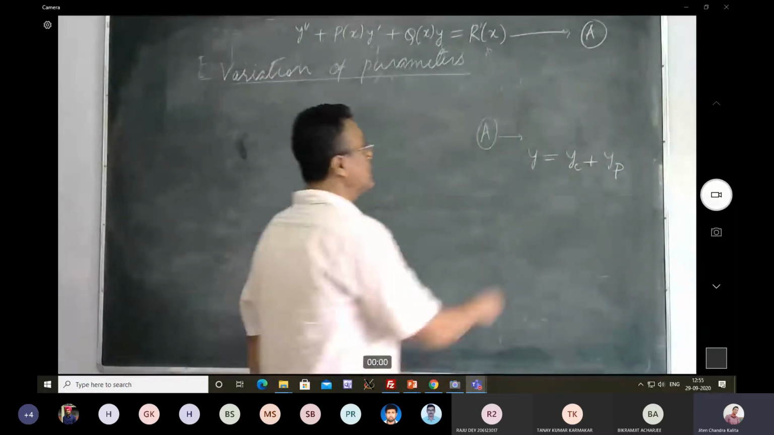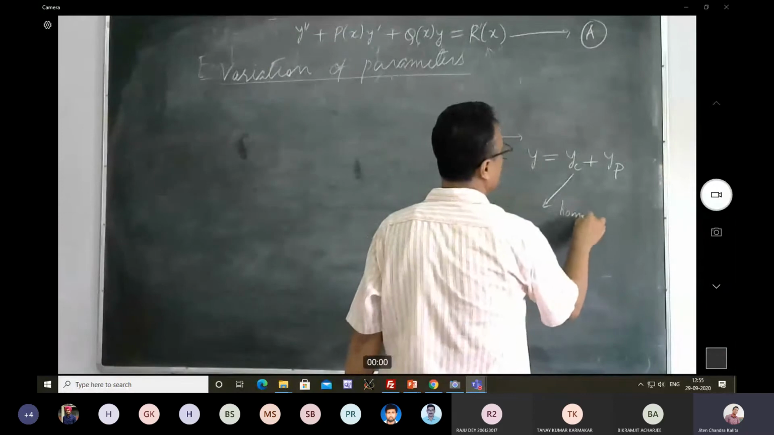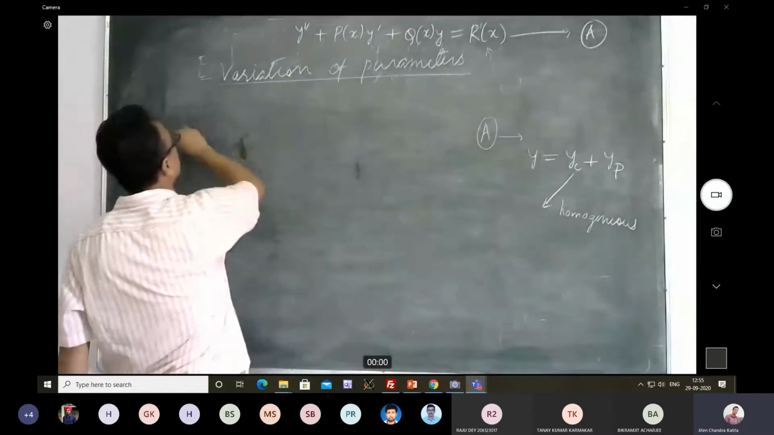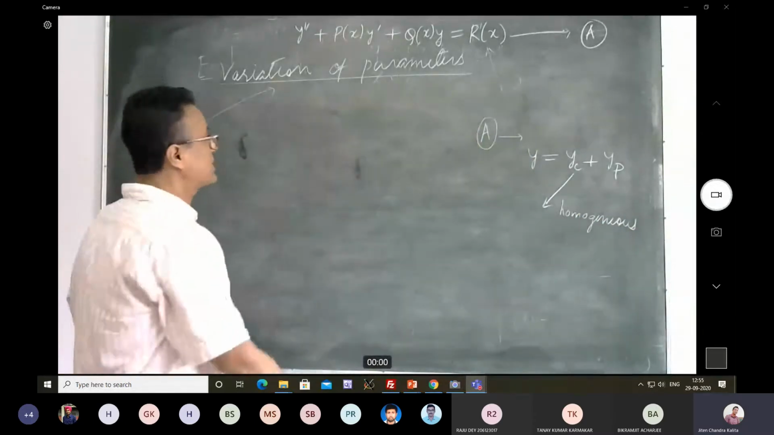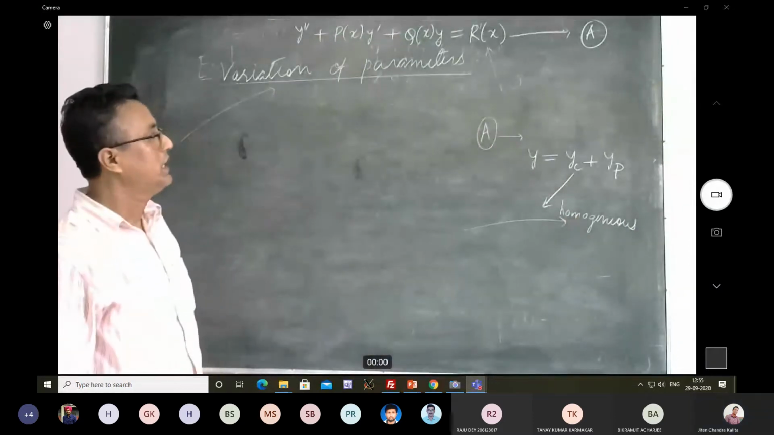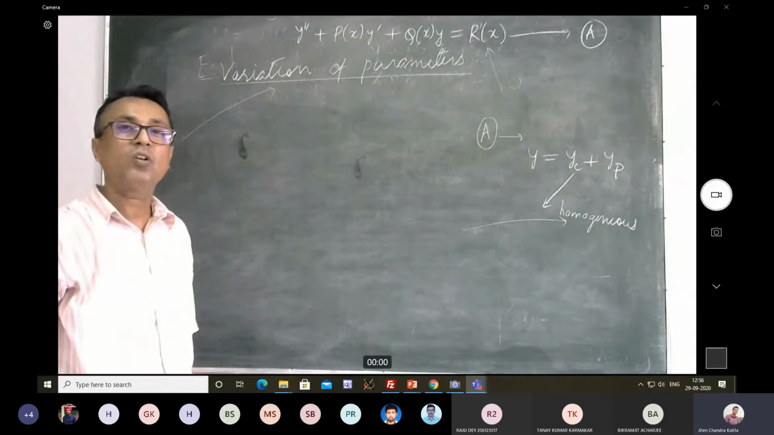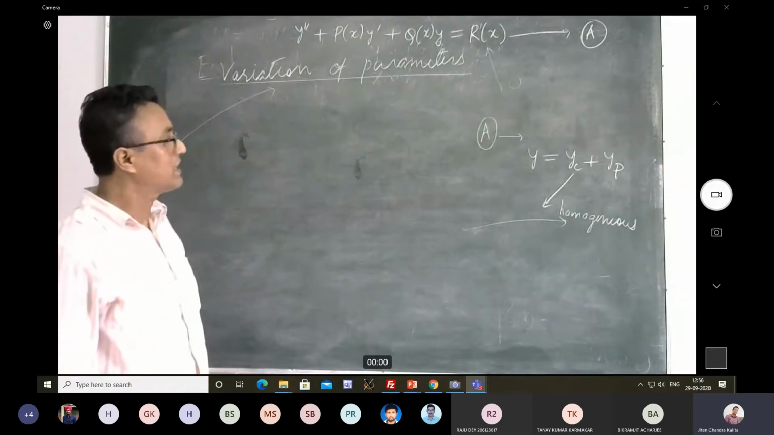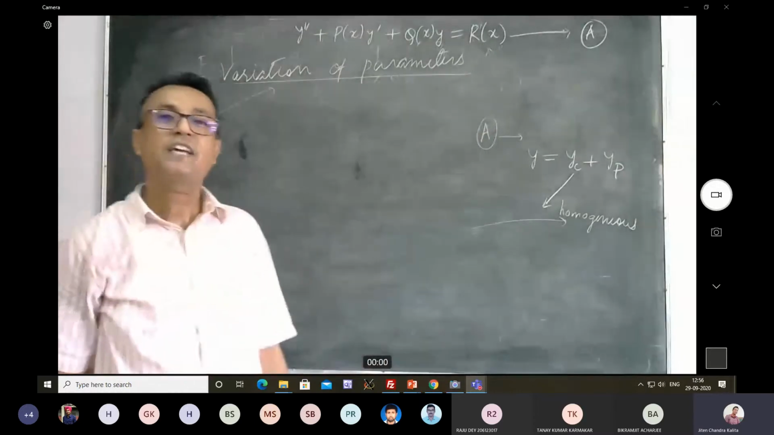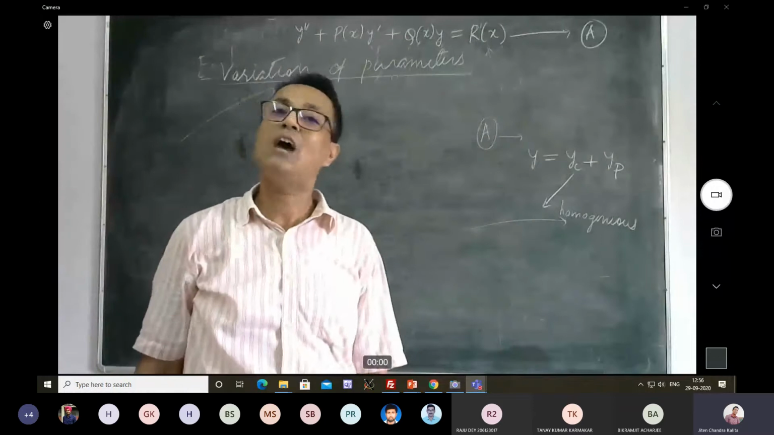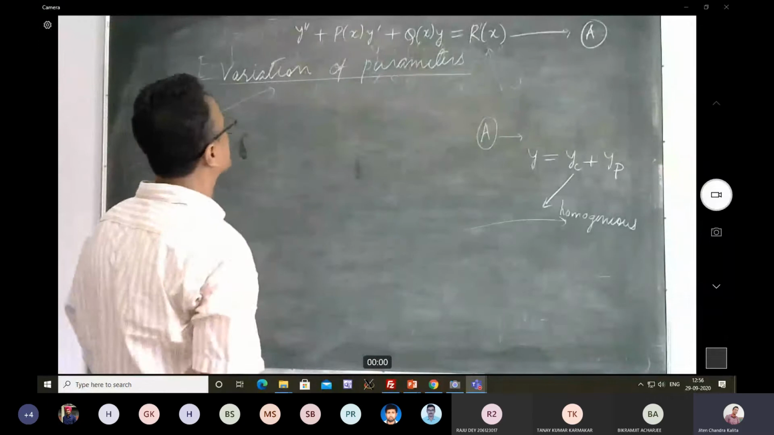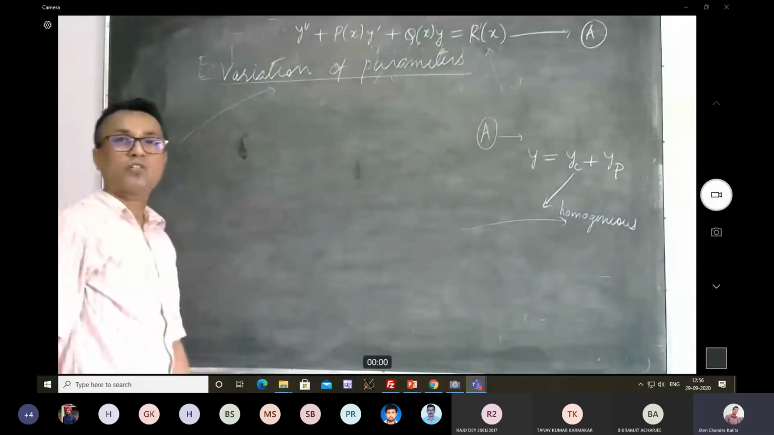Okay, and you know that this yc comes from the homogeneous counterpart. Now, what does the method of variation of parameters do? If you already know a fundamental set of the corresponding homogeneous differential equation, can we construct a particular integral out of that? That is the motivation behind the method of variation of parameters.